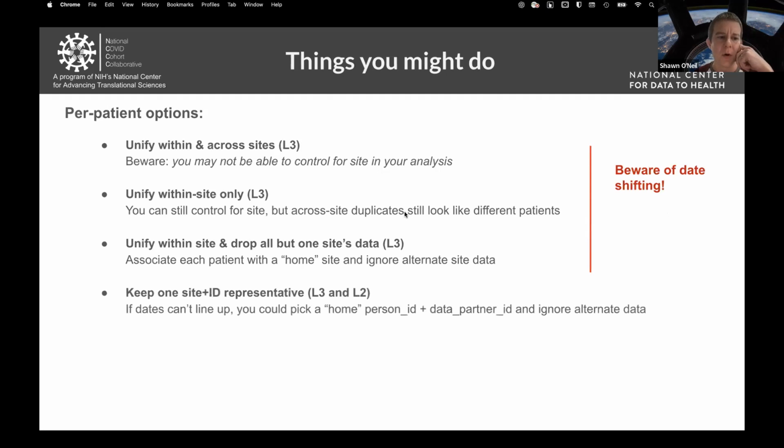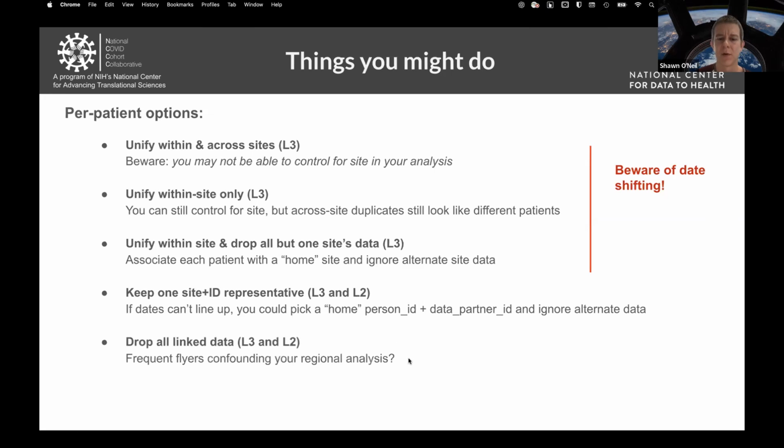Some of the things you might do, and you can do this in level 3 and level 2, is to keep one site and ID representative. So potentially in Jane Doe, I might know that there are lots of different records for this person due to that global ID information, but I can't mix them together by date because of all the date shifting. I might just say, you know what, this particular patient ID at this particular site has the vast majority of the data, so I will pick that to be their home and then drop all the other information.